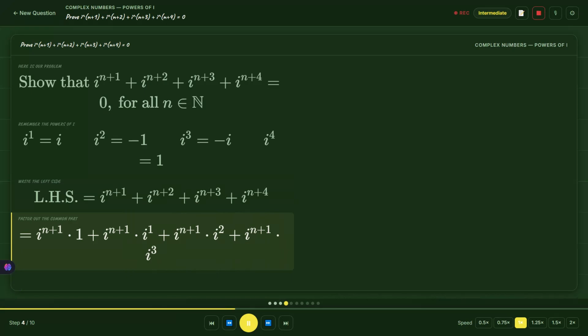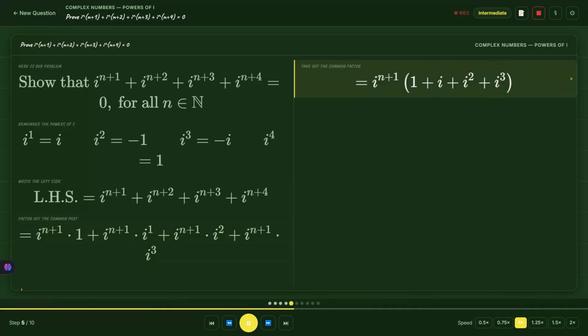Here is the clever trick. We can break each term into two parts. For example, i to the power n+2 is the same as i to the power n+1 times i to the power 1. We use the rule that when we multiply powers together, we add the little numbers on top.